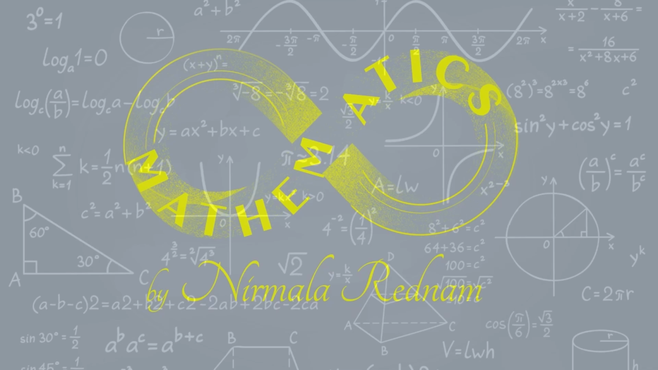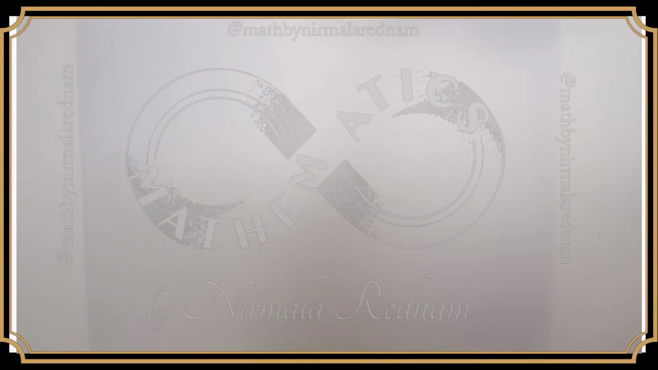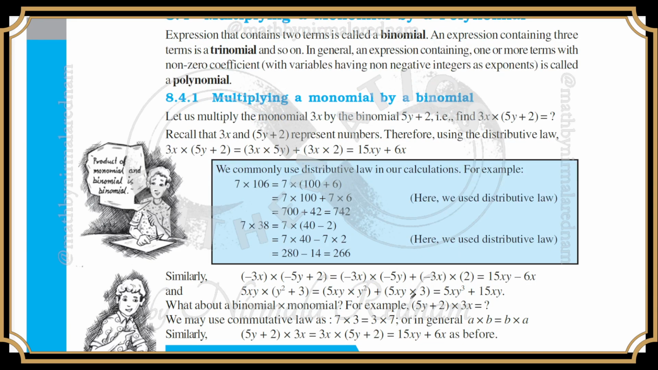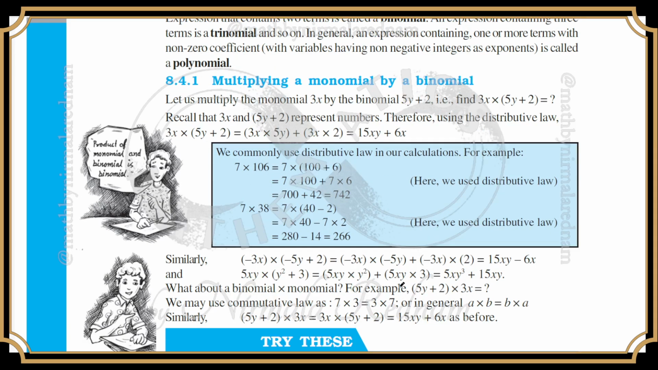In this video, we are going to solve the sums from exercise 8.3 from the chapter Algebraic Expressions and Identities, which is the 8th chapter of NCERT textbook class 8. So here we are going to be finding the product of a monomial by a polynomial. Okay, either a binomial or a trinomial, any polynomial, we are going to find the product.